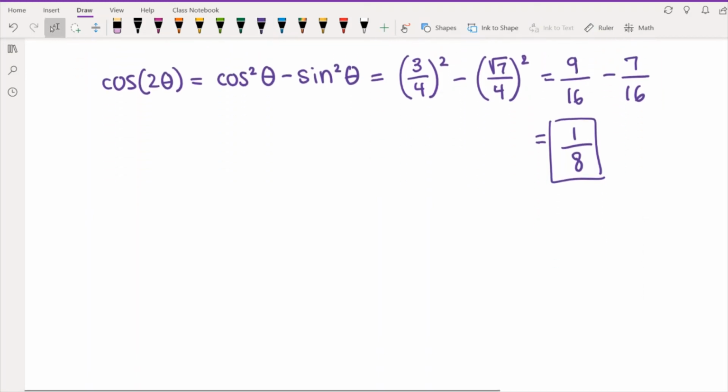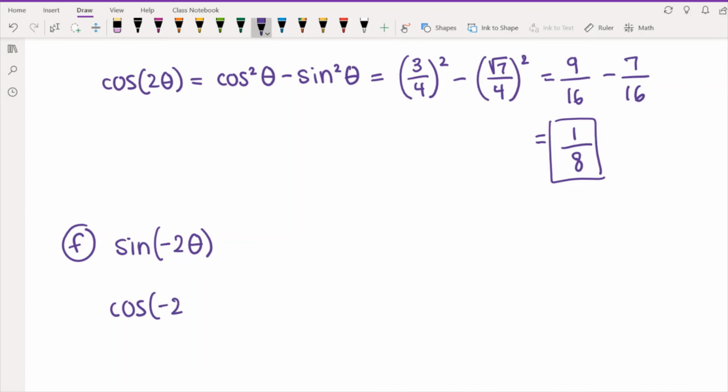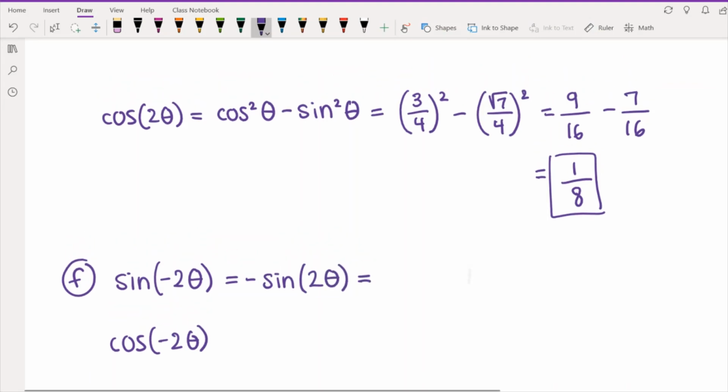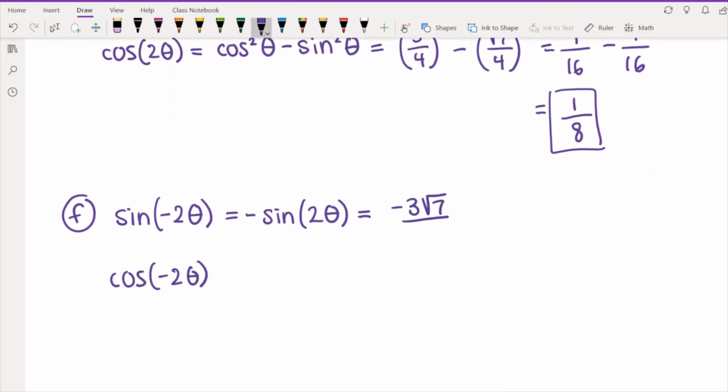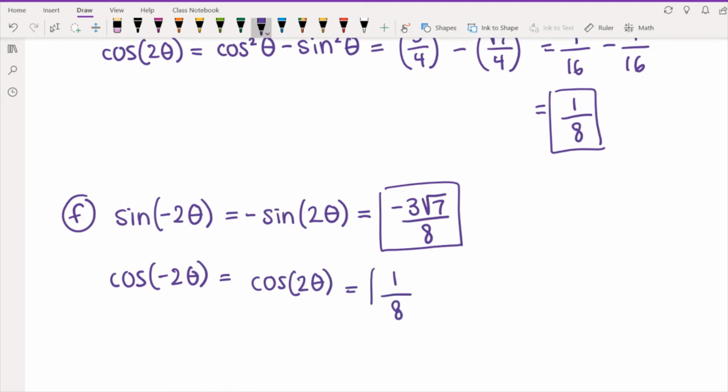So next part is asking us now to find sine of negative 2 theta and cosine of negative 2 theta. And so this is just testing you again on the even and odd identities. That's all this is doing. So sine of negative 2 theta is going to be the opposite of sine of 2 theta. So we just figured out in the previous question that sine of 2 theta was 3 root 7 over 8. And so that means it's going to be negative 3 root 7 over 8. And then cosine is an even function. So cosine of negative 2 theta is the same as cosine of 2 theta. And we just figured out that that was 1 over 8.